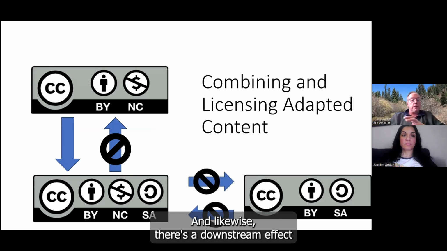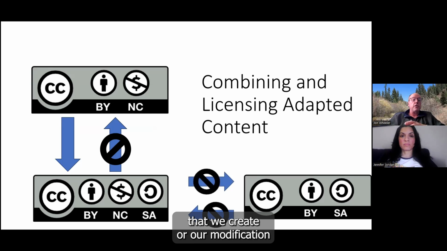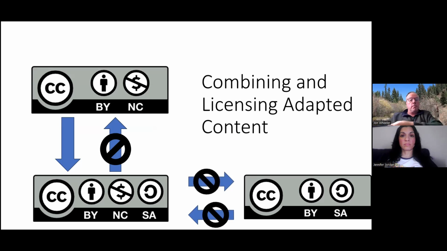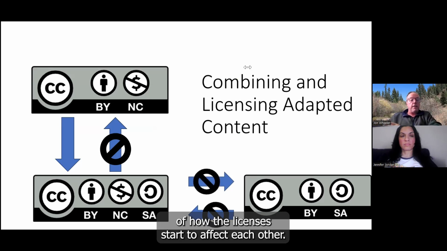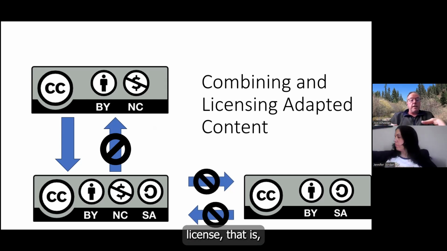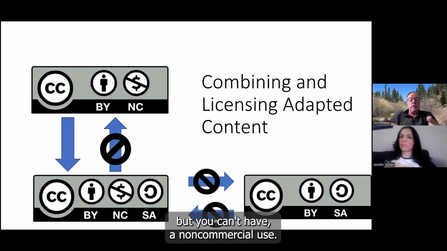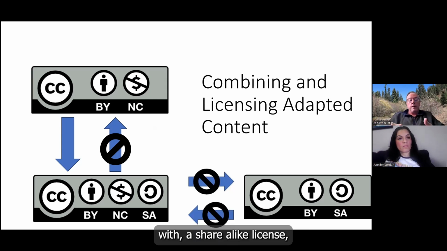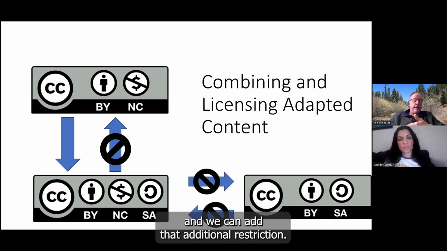And likewise, there's this downstream effect where people who access the content that we create, or our modifications, our adaptations of other people's content, there's this kind of cascading effect of how the licenses start to affect each other. And so, for example, if there's a license that says you have to provide attribution, but you can't have a non-commercial use, we could then go on and adapt that content and license it with a share alike license, and we can add that additional restriction.